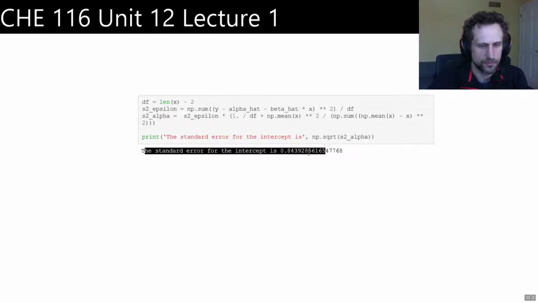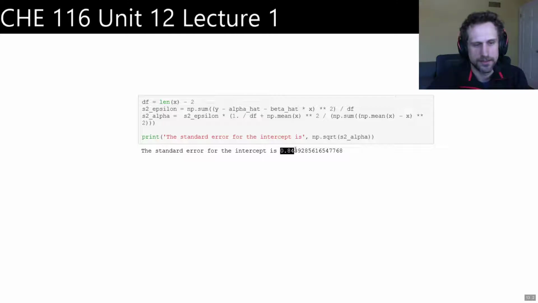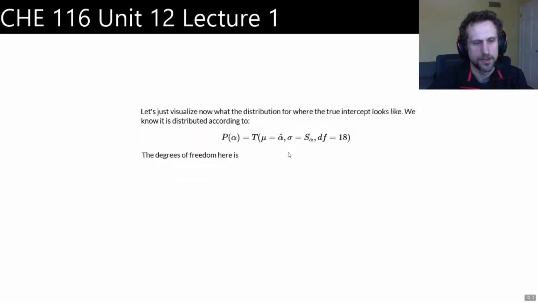So, what does this mean? It means that the intercept is coming from a t-distribution, distributed according to a 0.84 standard deviation. Okay, so let's go ahead and plot that.